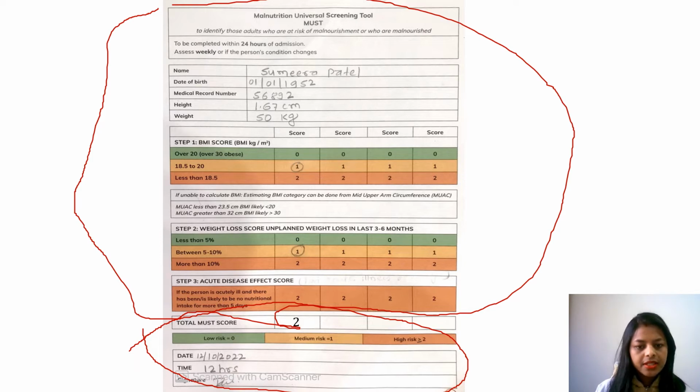So if you see the score of the patient, the total score of Sumera Patel will be 2. And if you see the risk of malnutrition for Sumera Patel, then Sumera is at high risk of being malnourished. And based on this, you have to provide health education to Sumera.